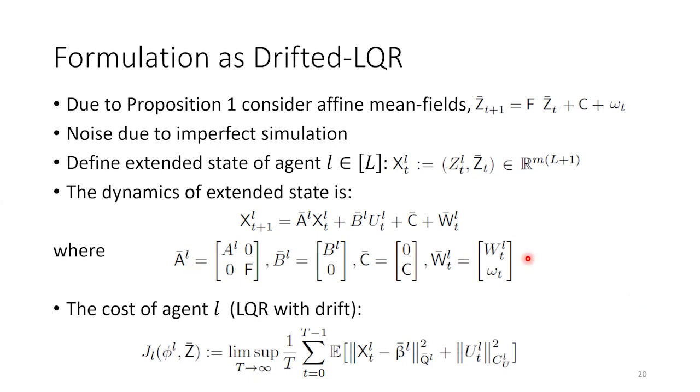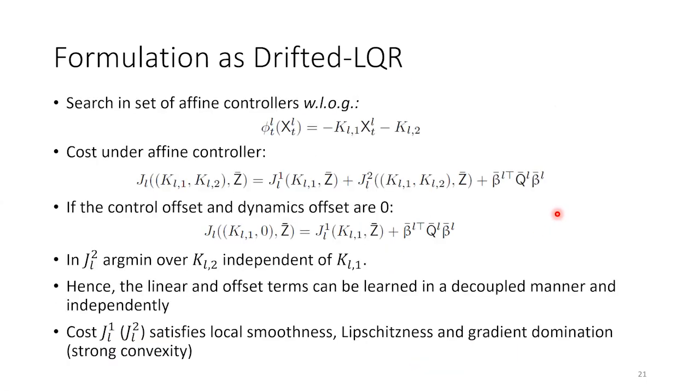The extended dynamics of the agent can be written in an affine form, where the dynamics have linear terms and also an offset term. The cost is very similar to an LQR cost, but with a drift term. To come up with an optimal controller, we have to solve this drifted LQR problem. We know that the optimal controller resides in the set of affine controllers, so we only look at this set. The cost under an affine controller is a bit large, but if we can set the control offset and dynamics offset to zero, we get a very standard cost function.